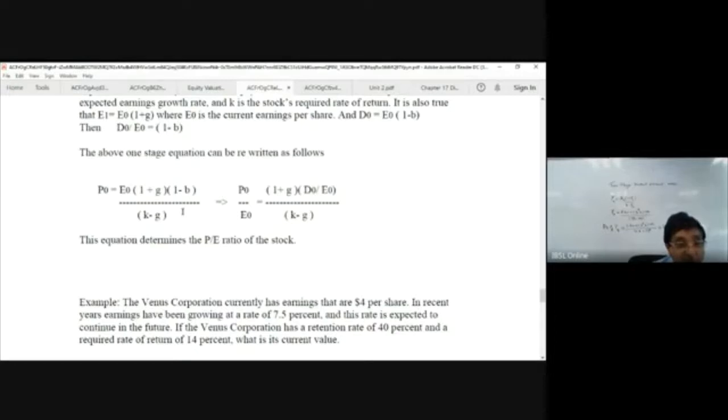So P0 can be taken as E0 into 1 plus G into 1 minus B divided by K minus G. Again, we put E0 down and rearranged things that way. This is what you call the PE ratio. Here 1 minus B has been replaced as D0 divided by E0.